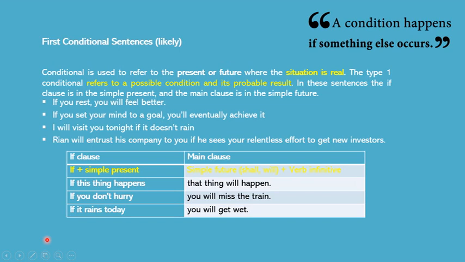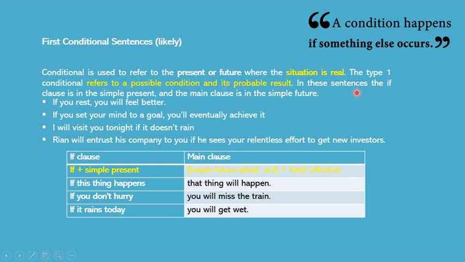Okay, students, we continue to the next screen here. In the previous screen, you learned about zero conditional, which describes the general truth. And how about the first conditional sentence? It's likely. In the first conditional sentence, a condition happens if something else occurs. It's about cause and effect. The conditional sentence is used to refer to the present or future when the situation is real.